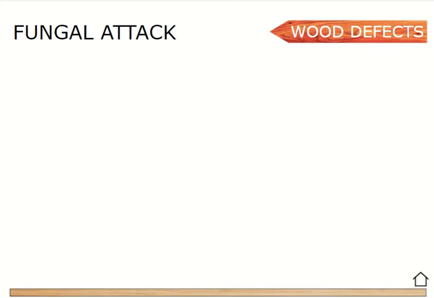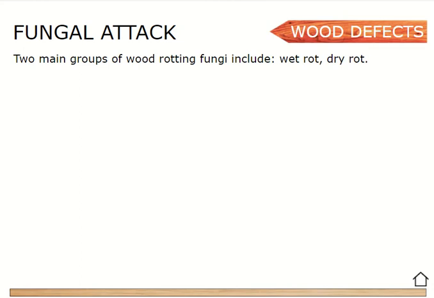So as I say, we're going to look at fungal attack. So we'll make a start here. There's two main categories basically. You have wet rot and dry rot. So fungal attack is basically when wood starts to rot. I'm sure you've all heard of wood rotting before. There's basically two types. One's wet and one's dry.